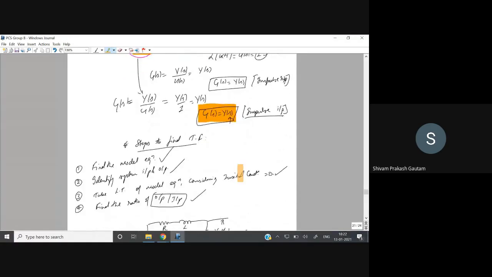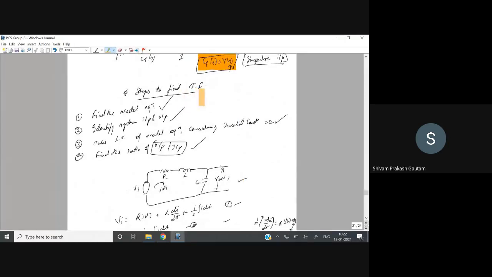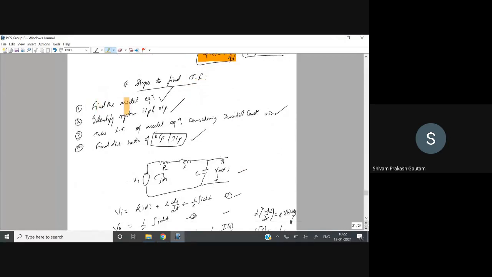This is just the definition. How to find the transfer function? The steps to find the transfer function: first, find the model equation. Identify the system input and output. Then take the Laplace transform of the model equation, considering initial conditions to be 0.